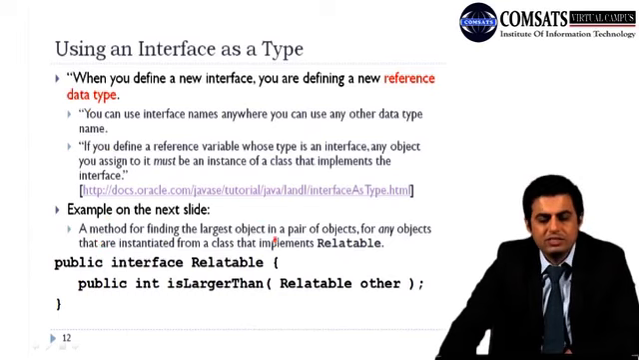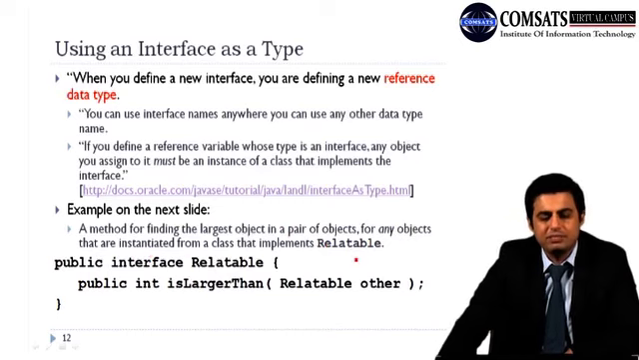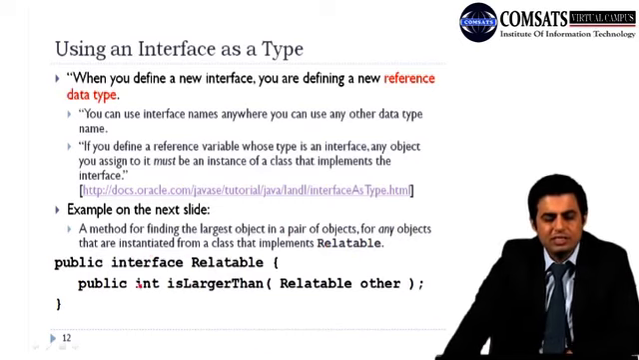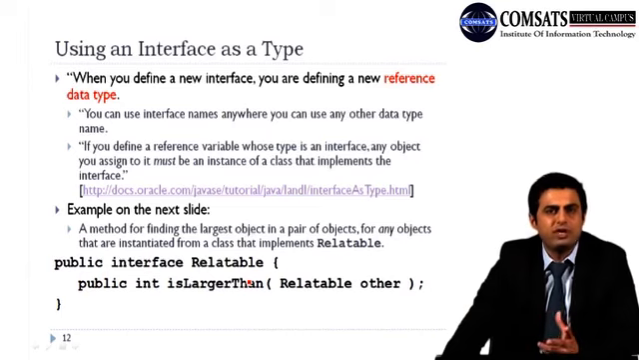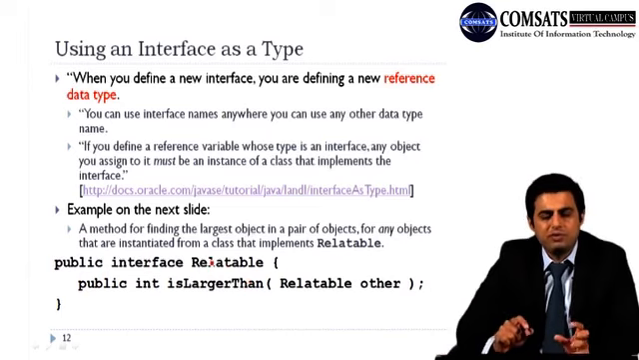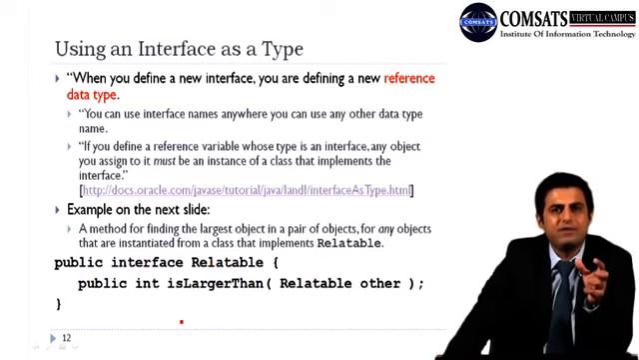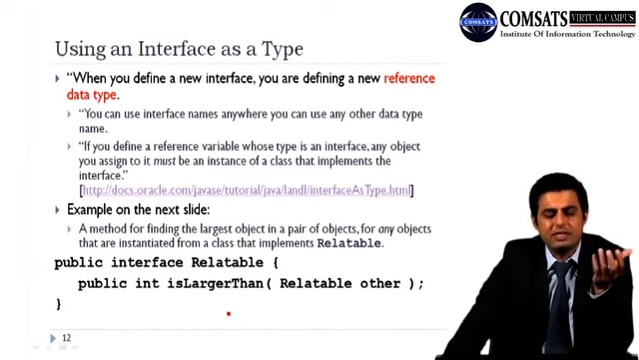A method for finding the largest object in a pair of objects, for any objects that are instantiated from a class that implements Relatable. Now, you have this interface called Relatable, and it has a method isLargerThan. What you are trying to do is find the larger of two variables. If you have two variables and want to find out which is larger, you can make an interface Relatable and have a method isLargerThan within it.